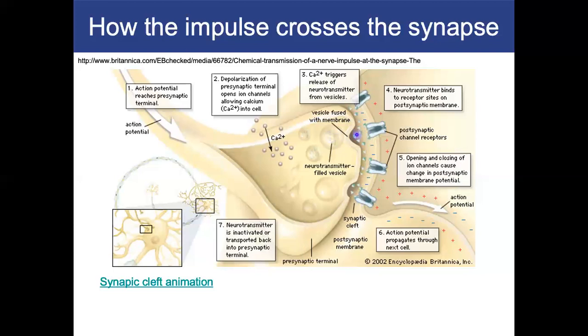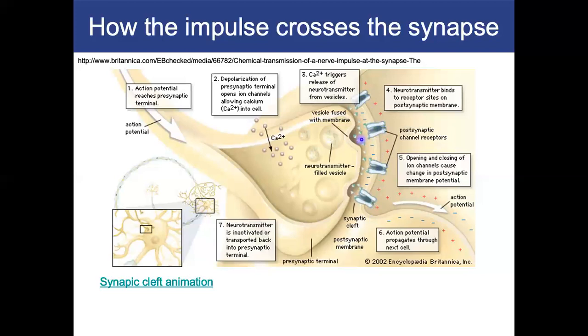Right, so exocytosis is dumping out. So you're dumping out the neurotransmitter into the synapse. So that was number 3. Number 4, the neurotransmitter binds to receptor sites on the postsynaptic membrane. So these neurotransmitters bind to receptors on the surface of the second neuron. We call the second neuron the postsynaptic nerve, right?